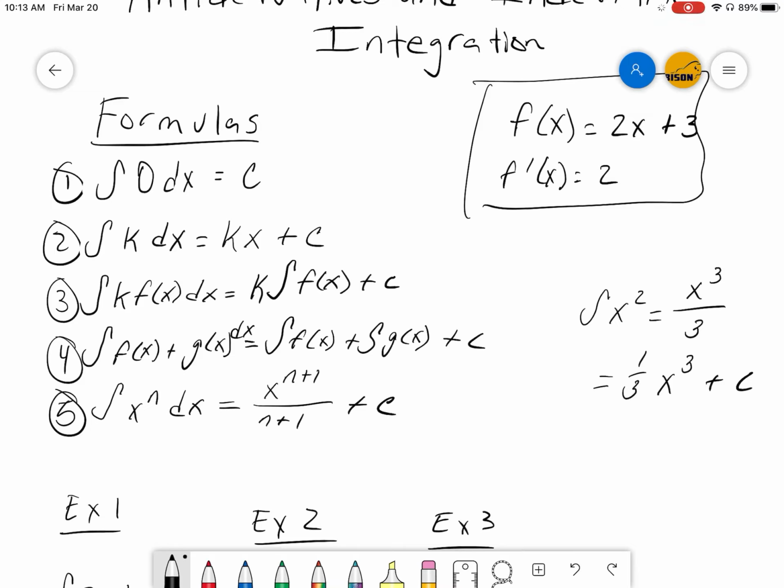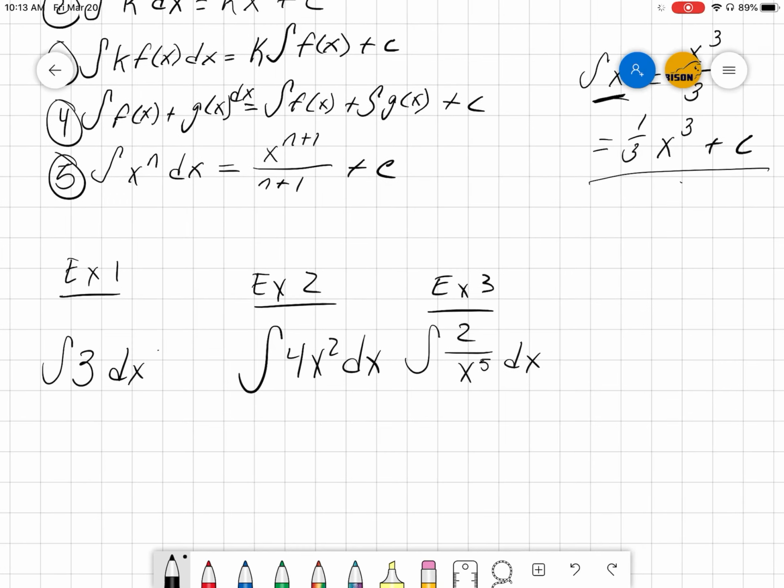And think about it. If we derive that integral that we just got, 3 comes to the front, 3 times a third is 1, and then the power gets decreased by 1, so it turns into 1x squared, which was the original problem that we just integrated. Okay, so this is how it works backwards and forwards. So let's do a couple examples.